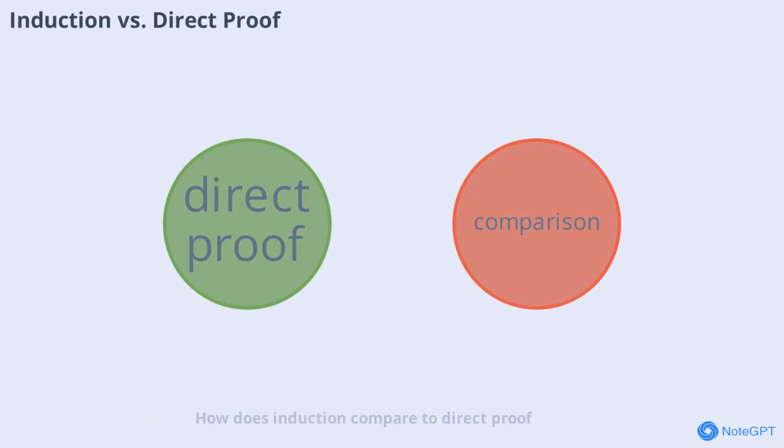How does induction compare to direct proof? Direct proof works by showing the statement is true for all cases directly, while induction builds a chain from one case to the next. Induction is especially useful when direct proof is too complex or impossible. Knowing when to use each method is a valuable skill in mathematics.